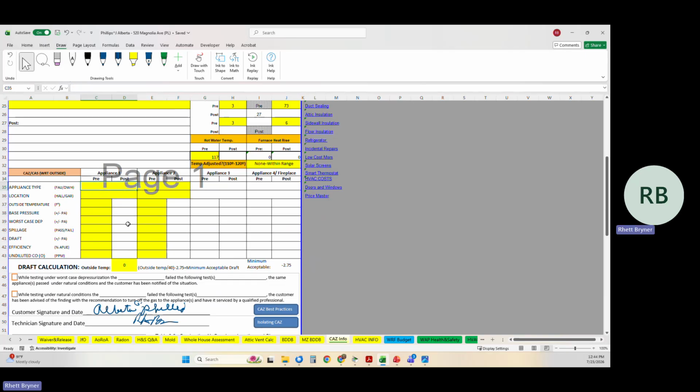Next part here. This is going to be appliance 1. Appliance 2 is typically going to be your furnace and your water heater. All right. So I'm just going to type in here furnace and DWH for domestic water heater. That's just the shorthand for it. Next is the location. So where was this at?